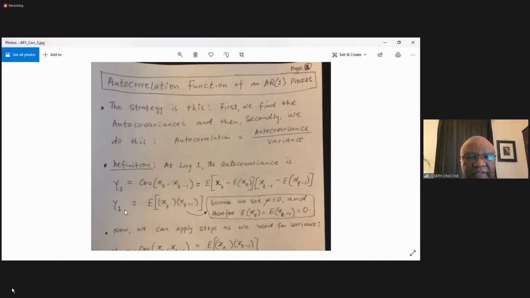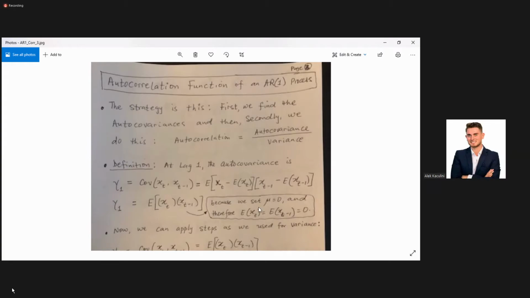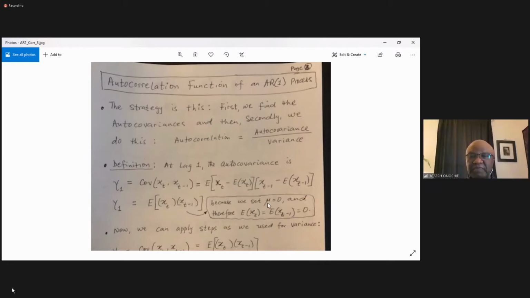I can rewrite this and remove the averages. Why? Because, remember last Thursday, the AR1 we used didn't have a constant. We made the constant 0, and therefore the expectation is 0. We showed that last week. That makes our lives easy, because then we do not have to carry these averages in between.